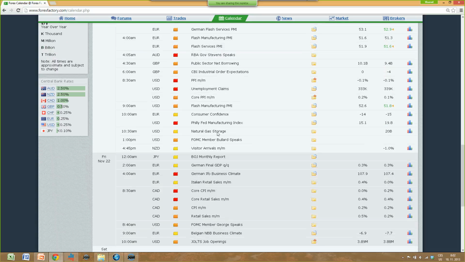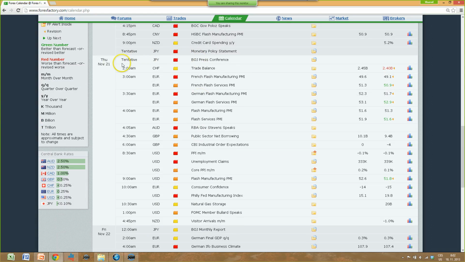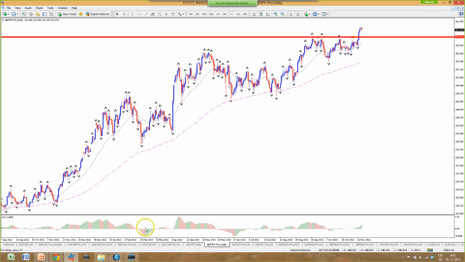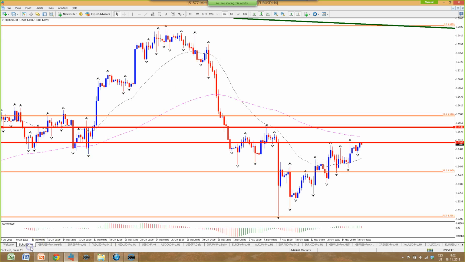And the Bank of Japan press conference on Thursday. Alrighty, that wraps up the news. Be aware of those events. Those could definitely significantly impact the currency. Let's move over to the charts, of course.